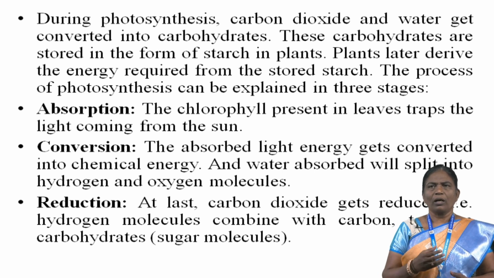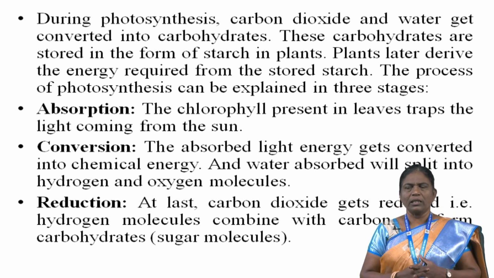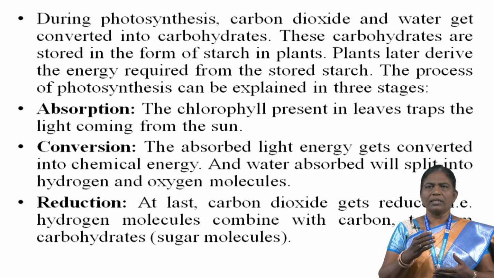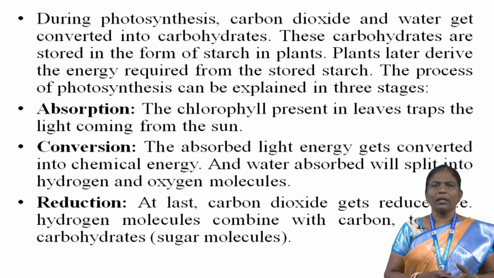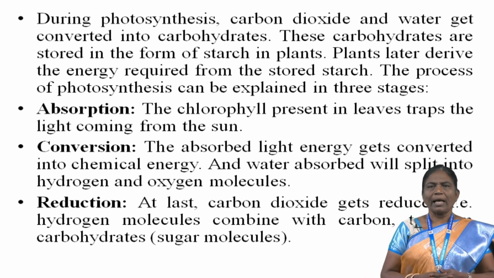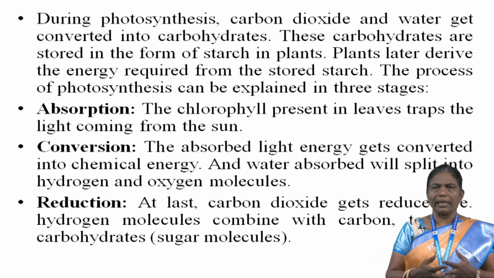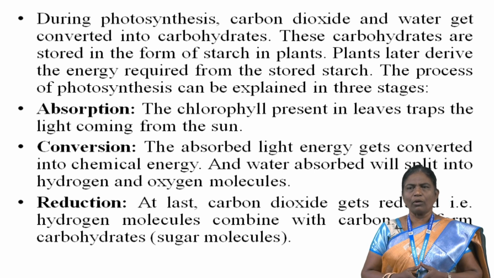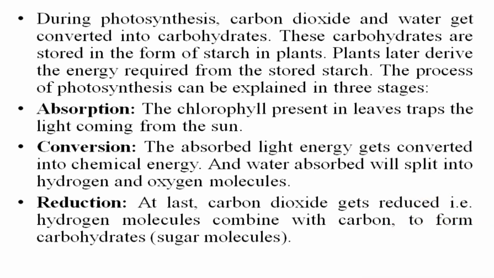During photosynthesis, carbon dioxide and water get converted into carbohydrates. These carbohydrates are stored in the form of starch in plants. Plants later derive this energy required from the stored starch. The process of photosynthesis can be explained in three stages, that is absorption, conversion and reduction. Let us see first absorption. Here the chlorophyll present in the leaves traps the light coming from the sun. Then in the step conversion, the absorbed light energy gets converted into chemical energy and water absorbed will split into hydrogen and oxygen molecules. The last one is about reduction. At last, here carbon dioxide gets reduced, that is hydrogen molecules combine with carbon to form carbohydrates.